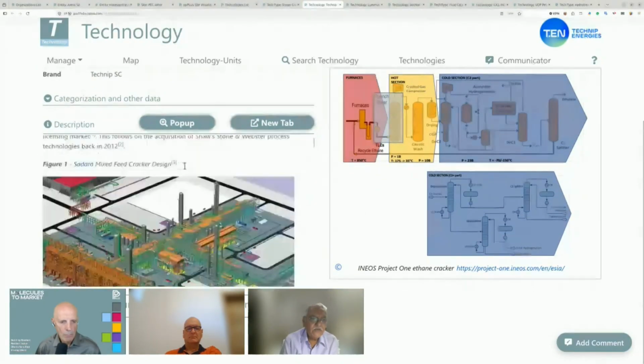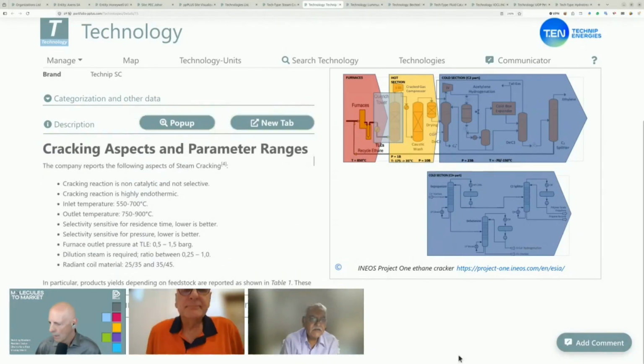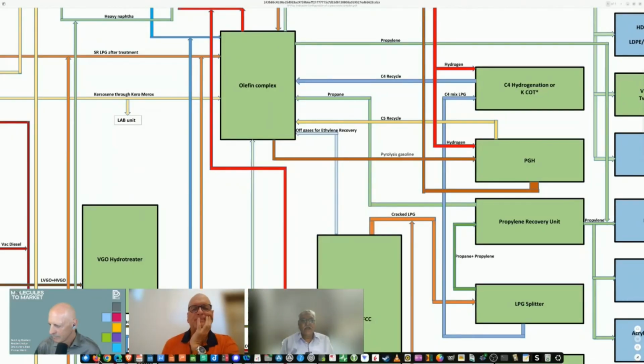And when I say olefin complex, there are certain units connected with that. It's a big complex actually. Cracker is a huge complex. If you look at the olefin plant, you see PGH, the C4 hydrogenation. So there are integral blocks to the olefin complex only. Technip already has a technology of their own, and that's not an issue.